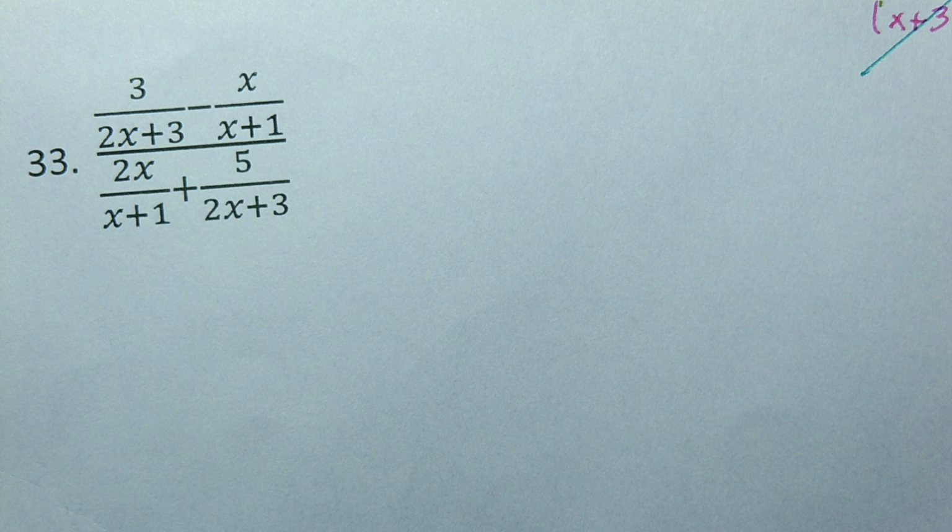So it brings 2x plus 3 times x plus 1. There's going to be 2x plus 3 squared here. The only restriction you have is... 3 over 2x plus 3, you times by x over x plus 1 over x plus 1.